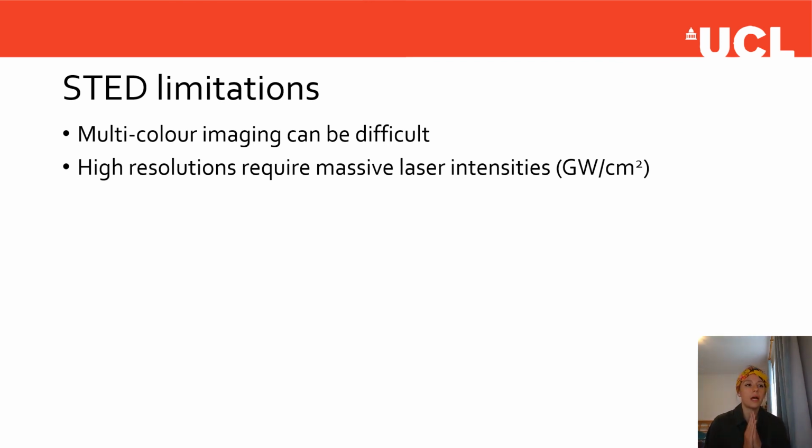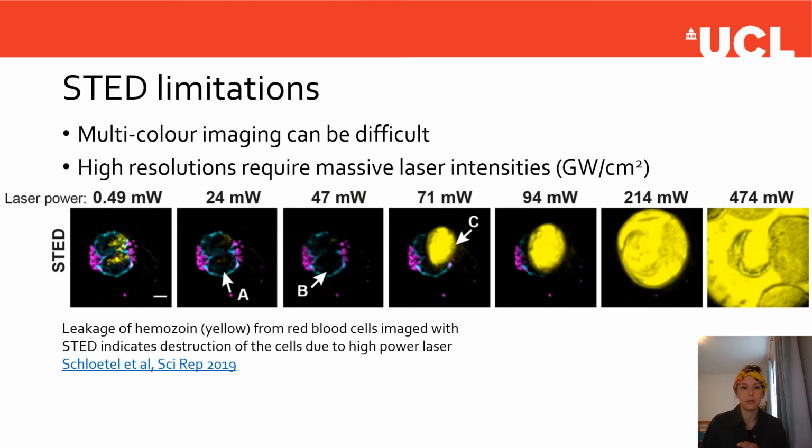And although STED has technically unlimited resolution, that requires very high laser intensities. This is just a little example from a paper of increasing the laser intensity in STED microscopy. And what this ominous yellow thing shows is that the sample is actually ruptured and there's leakage of the contents of the sample out. So it's causing physical damage to the sample because you're trying to increase the resolution, depositing huge amounts of energy into the sample. And so that can be a bit tricky.